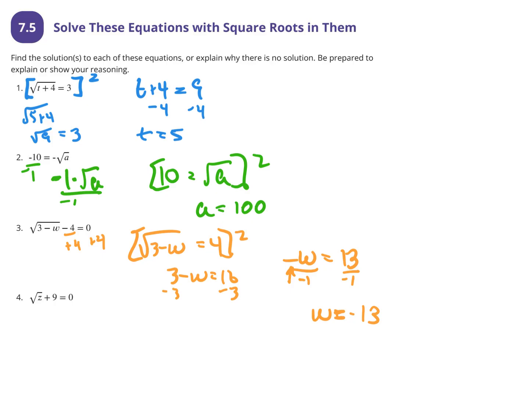Okay, again, this 9 is not part of the radical, so move the 9. And then we get the square root of z is equal to negative 9. Now, a square root cannot be equal to a negative right now, so we have no real solutions.